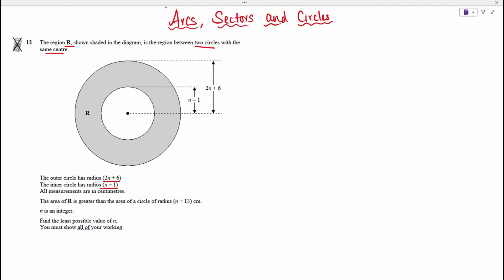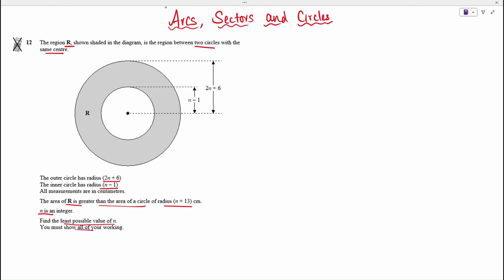The area of R is greater than the area of a circle of radius n plus 13 centimeters. n is an integer. Find the least possible value of n. You must show all of your working.